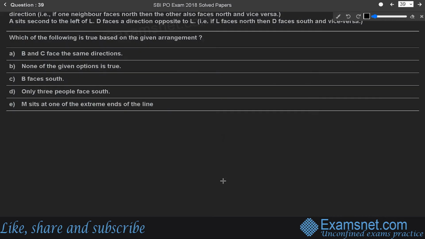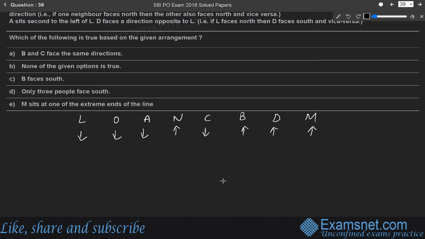Next question also has the same directions. The sitting arrangement is in this way. Here the question is which of the following is true based on the given arrangement. So the options are B and C face the same directions. You can see that B and C do not face the same directions. None of the given options is true. B faces south. It is also not correct because B is facing north.